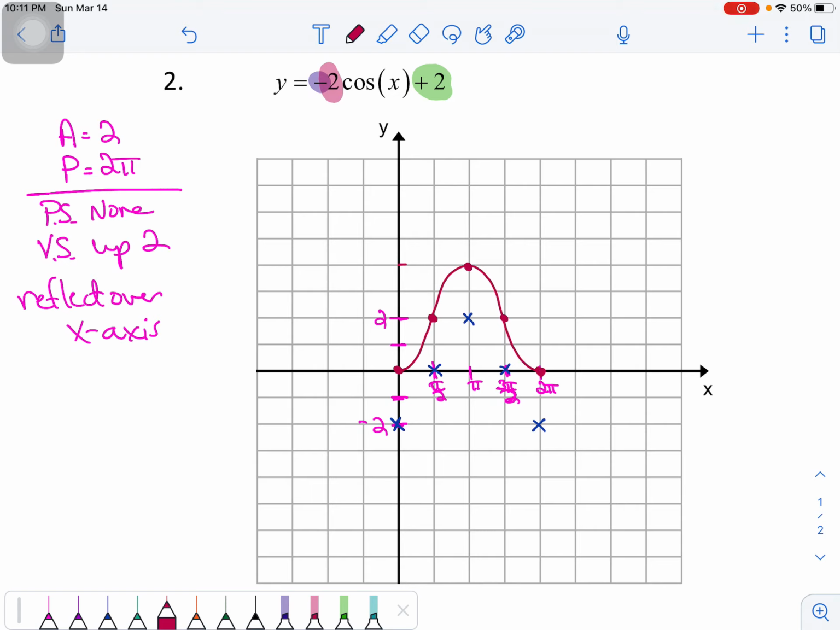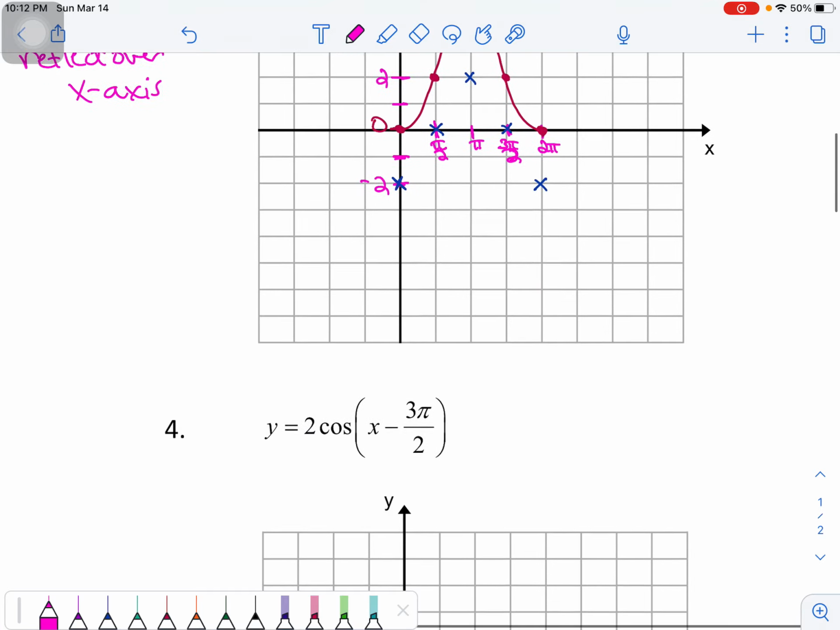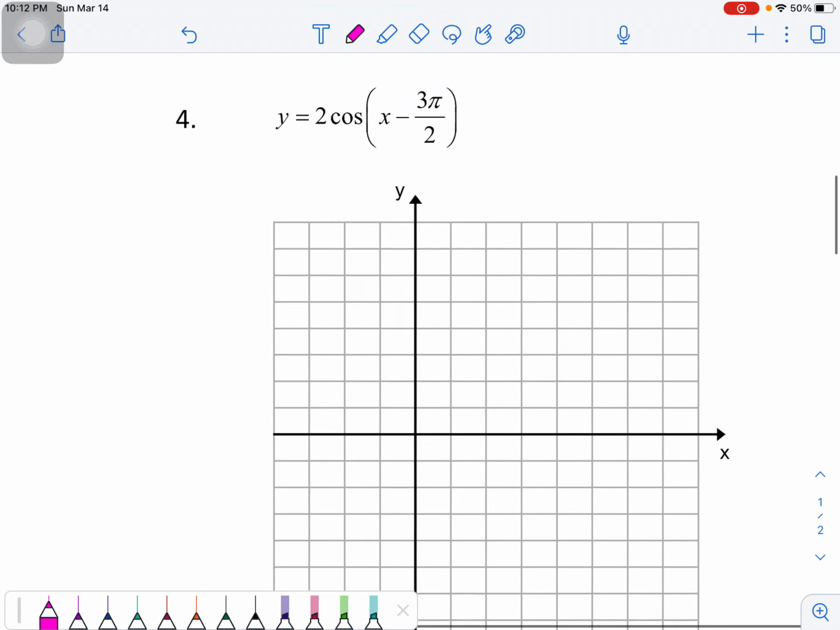The last thing to finish here would be we've changed the maximum value to a 4. We've changed the minimum value to a 0. So please make sure you label those as well. All right, so that's problem number 2 all done. Let's go ahead and slide down to number 4 here.